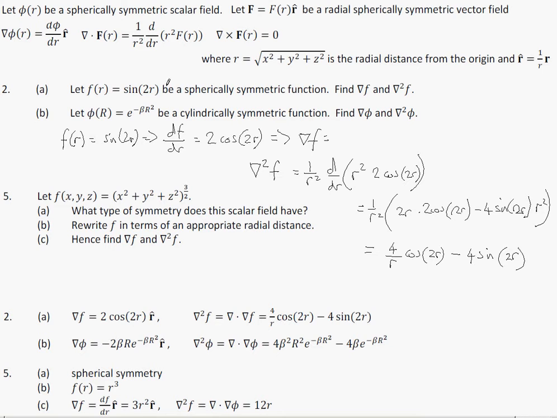Derivative of that will be 5r to the power 4. Divide that by r squared. Our f of r is 3r squared, so it's going to be 3 times r to the power 4. Derivative of that will be 12r cubed. Divided by r squared, and we end up with 12r. That's the answer.